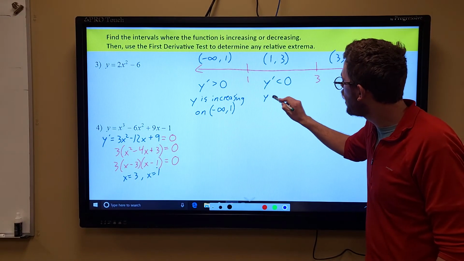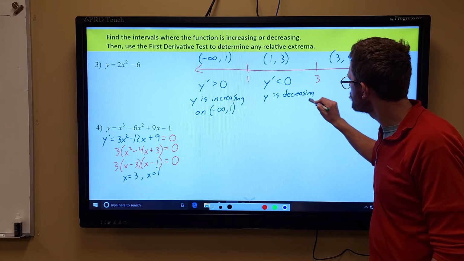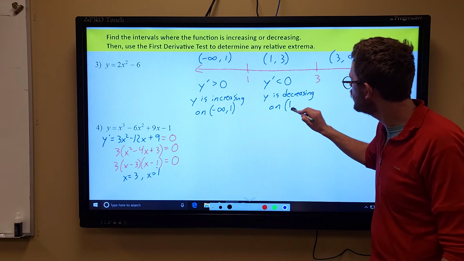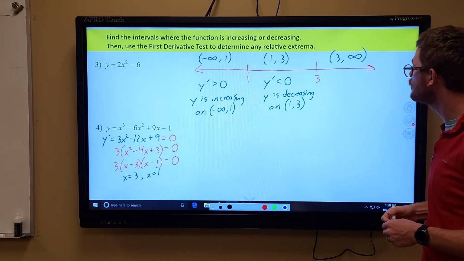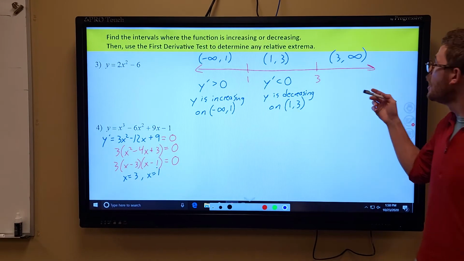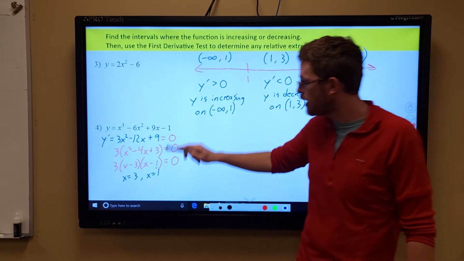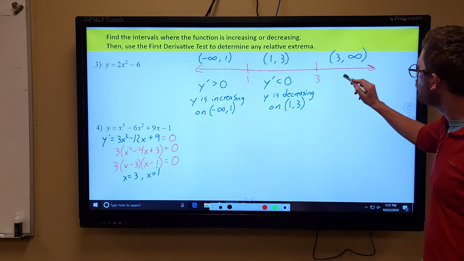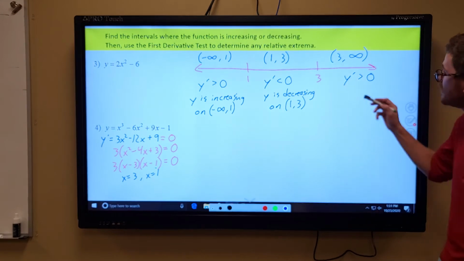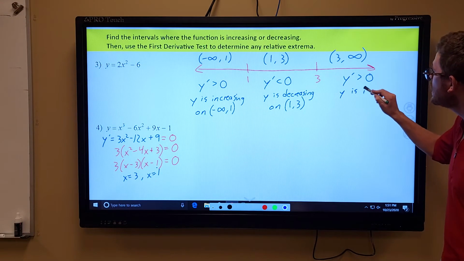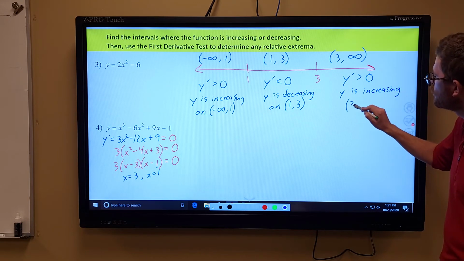So that tells me that y is decreasing on the interval from 1 to 3. In between 1 and 3, y is decreasing. And finally, from 3 to infinity, check any large positive value you want, you plug it in, and we do get a positive first derivative. Our first derivative is positive, and that tells me my original function is increasing on the interval from 3 to infinity.